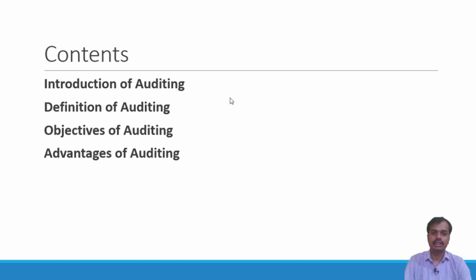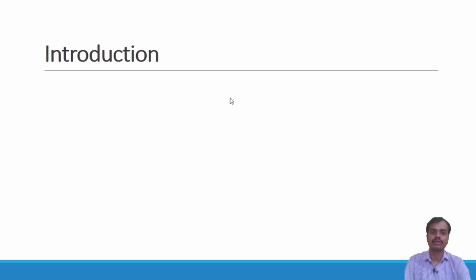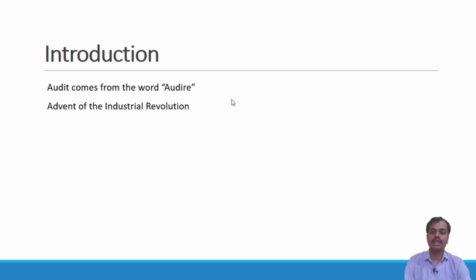Let's start with the introduction or origin of auditing. The origin of audit comes from the word audire, which is a Latin word. But the evolution of auditing as a financial accountability field began with the advent of the Industrial Revolution.